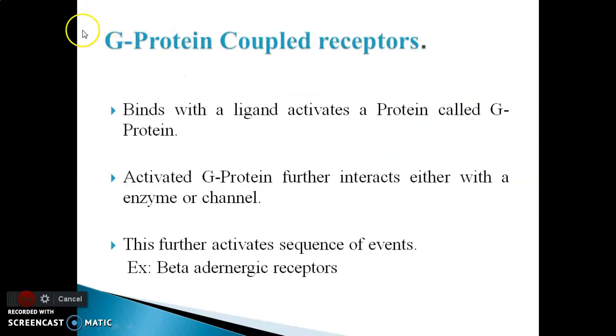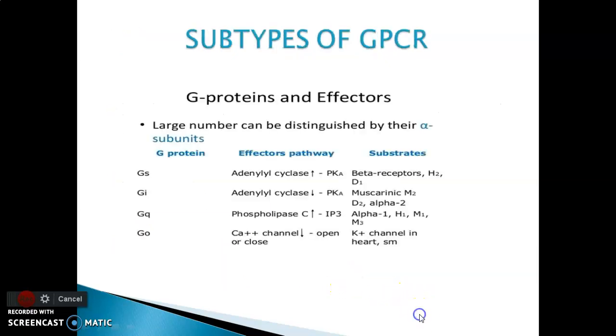The second subcategory is known as G protein coupled receptor. The drug binds with a protein which is known as G protein, that is guanyl protein, and activates either an enzyme or channel which will further activate a sequence of events.